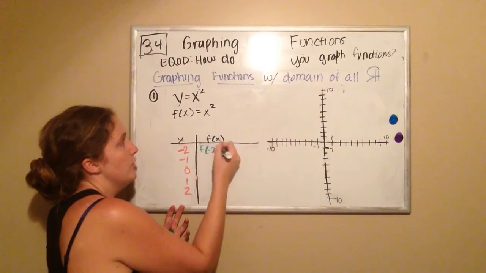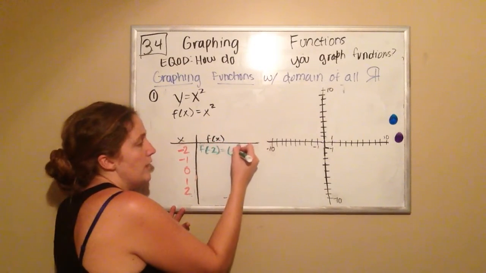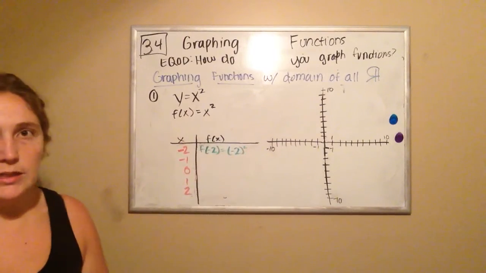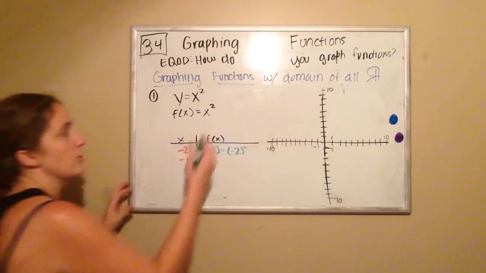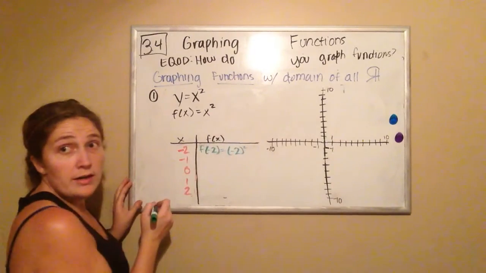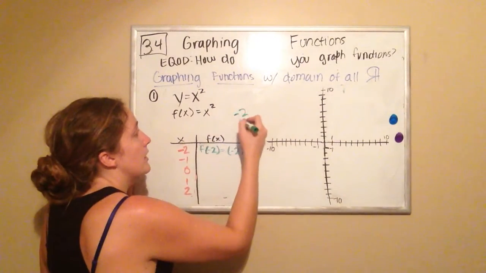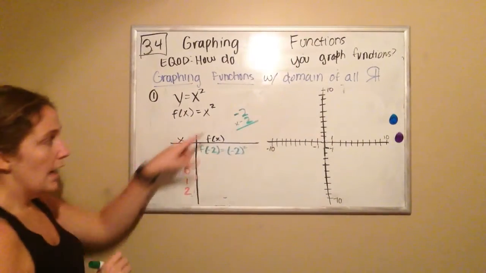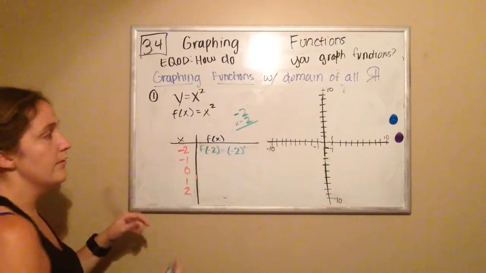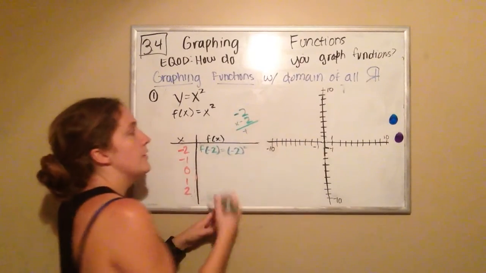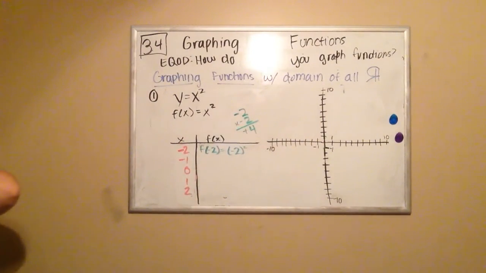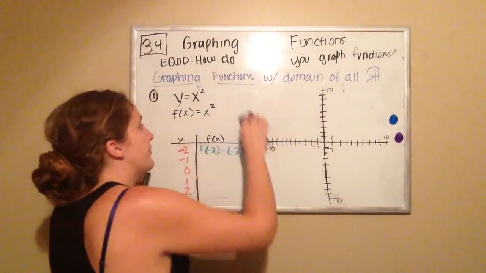So f of -2 is equal to -2 squared. If you don't know what that squared is, let's take a little bit of a closer look. -2 squared is saying -2 times -2. Okay? A negative times a negative is a positive. 2 times 2 is a 4. So we get a positive 4 for that one.